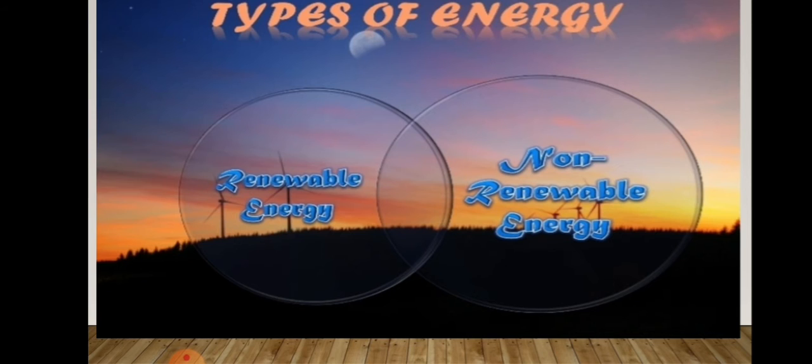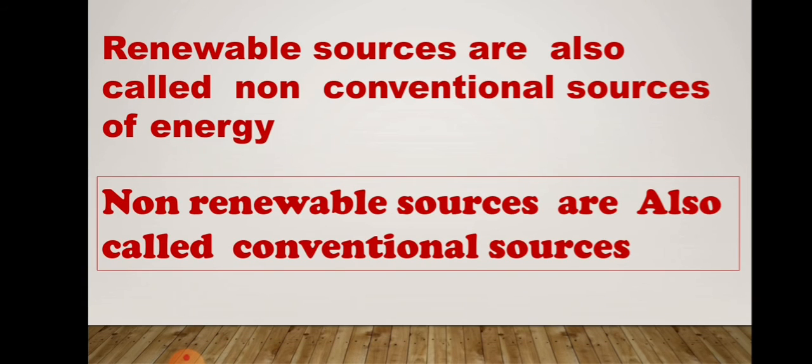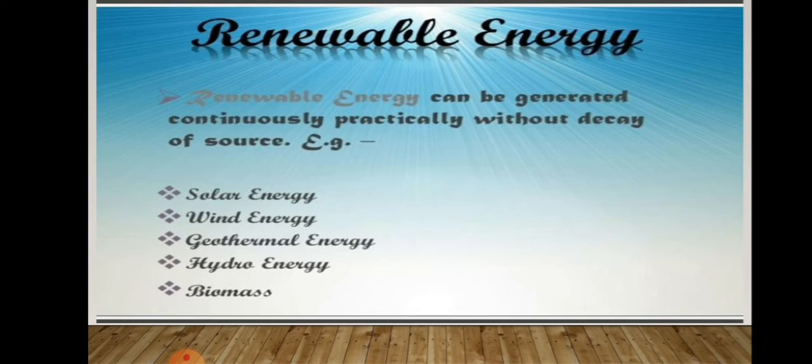Next is types of energy. Energy has two types, renewable energy and non-renewable energy. Renewable sources are also called non-conventional sources of energy, and non-renewable sources are also called conventional sources of energy.